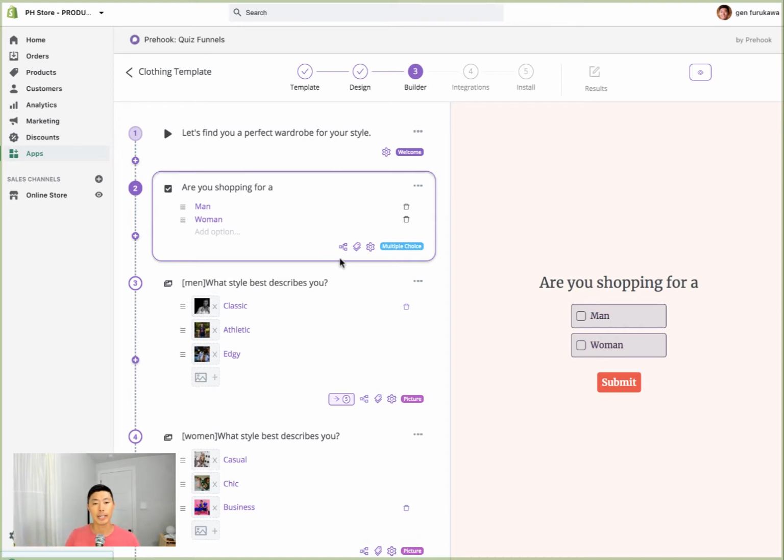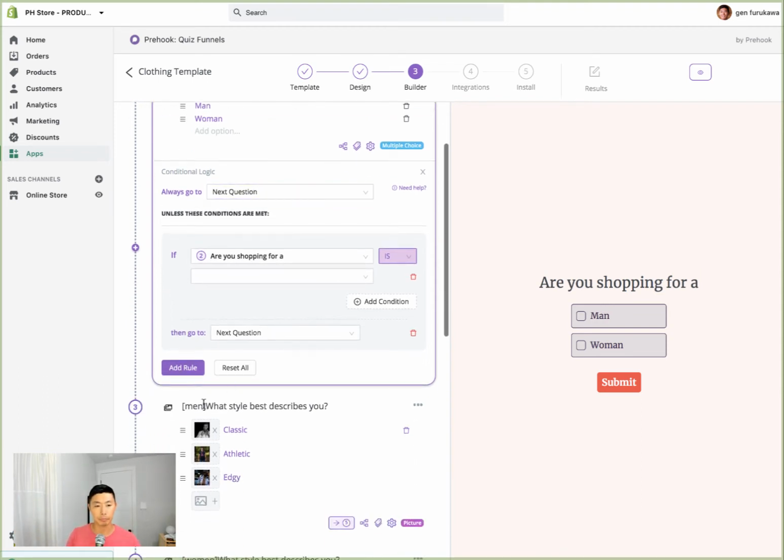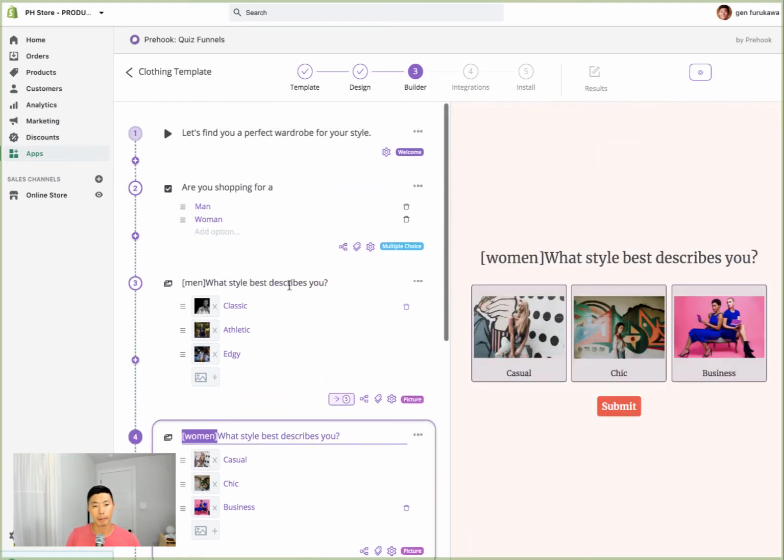Now, you set up your conditional logic here using this icon. By default in Prehook, all quizzes will be linear, as in you'll always go to the next question, to the next question, to the next question, until you add your logic. And adding the logic is very simple. Just to make it clear, I put a note here that this will be the question for men, and then that this will be the question for women.